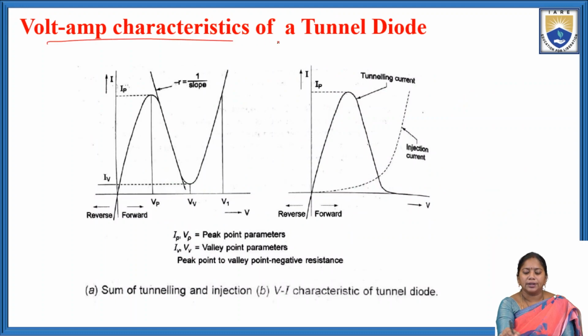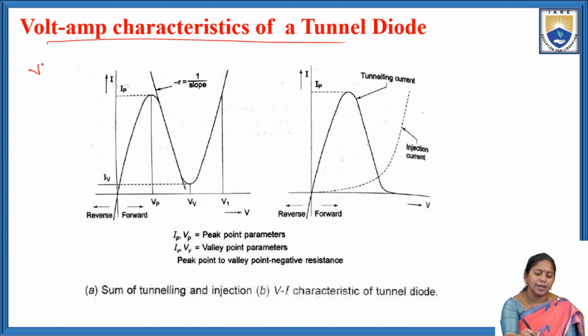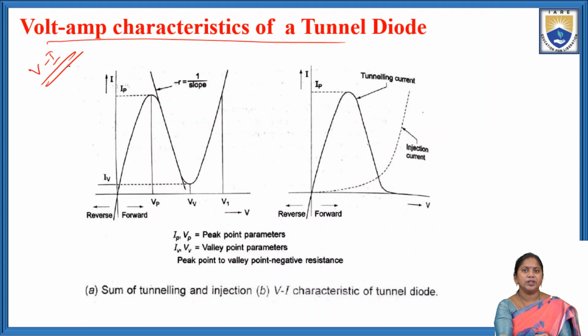Volt ampere characteristics of a tunnel diode is nothing but the VI characteristics of the tunnel diode. Volt means V, ampere means I. These two figures represent the volt ampere characteristics. From this figure we observe that this one is the forward bias region and this one is the reverse bias region. Here IP and VP are the peak point parameters.